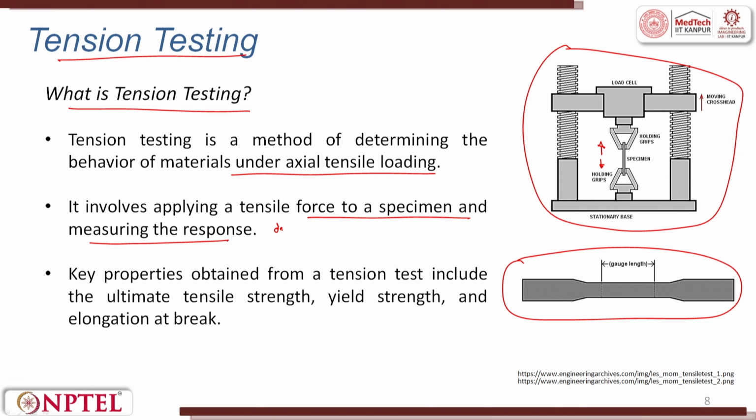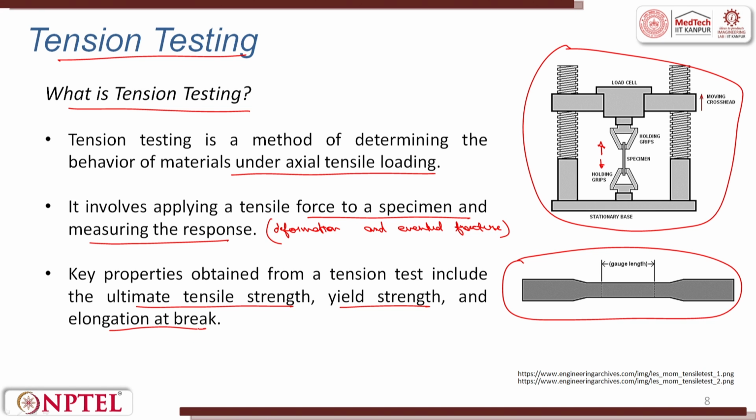I will put it here, this is for deformation and eventual fracture. Key properties obtained from a tension test include the ultimate tensile strength, yield strength and elongation at break.